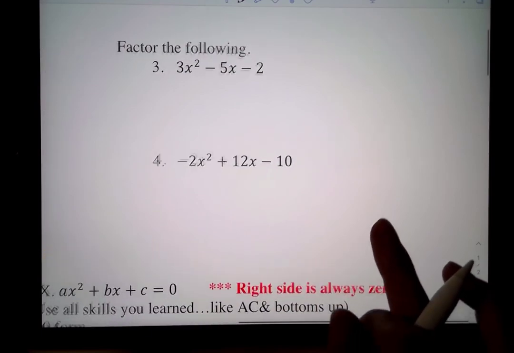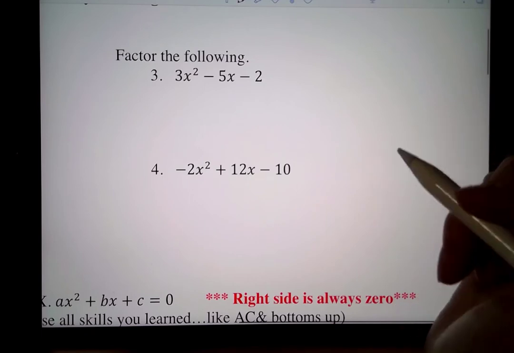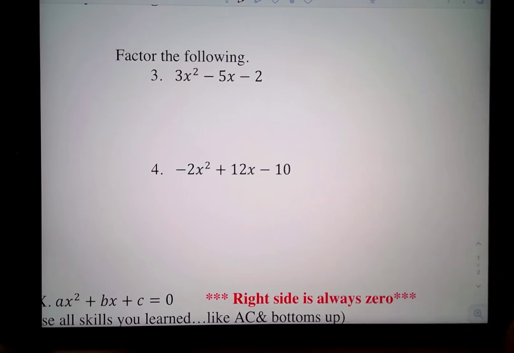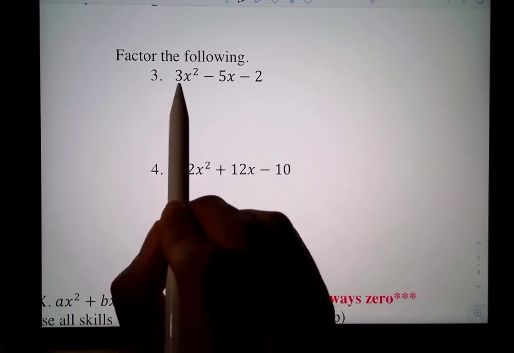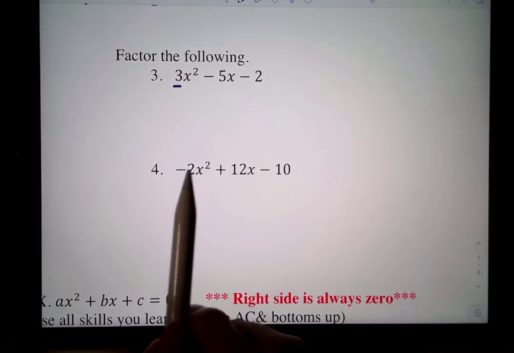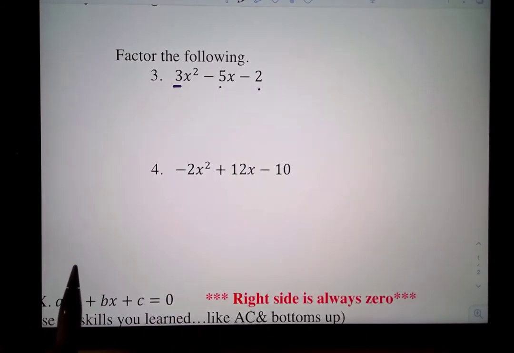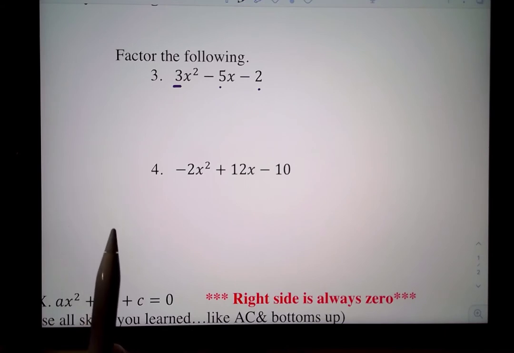And before we start today's lesson, let's review factoring. So yesterday we only went over simple, easy factoring skills. So let's go over AC and bottoms up. So look at this one, guys. Your A is not 1, right? Then you check whether there's a GCF or not. It is not a GCF, right? You cannot factor out 3. Then in this case, we need to do AC and bottoms up, right?